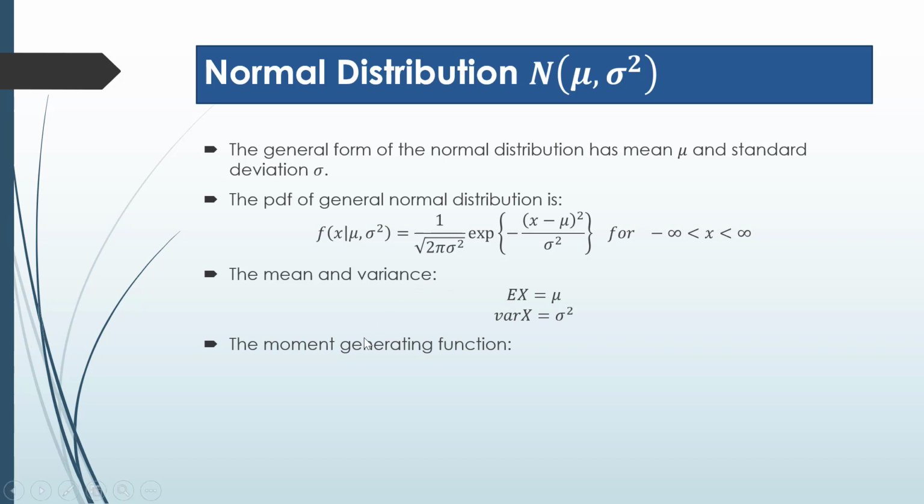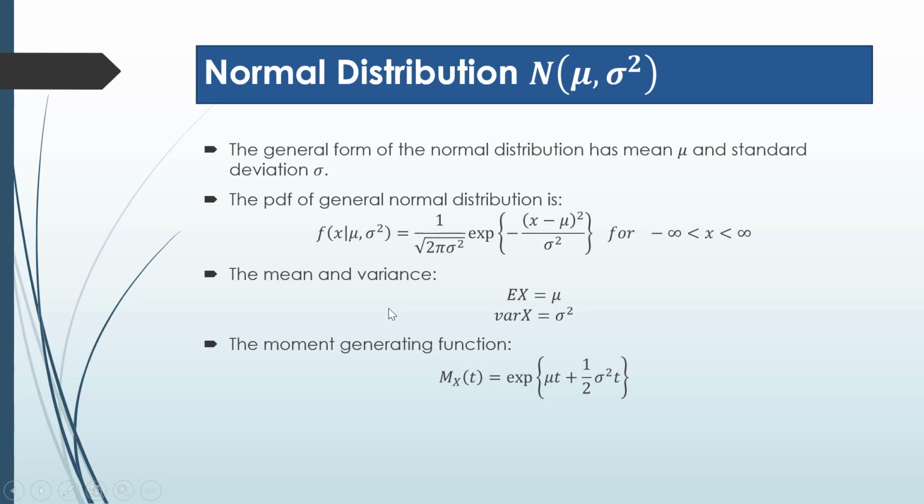In the normal distribution, we also learn about the moment generating function. The moment generating function for the general normal distribution is exponential of mu t plus 1/2 sigma square t square. This formula is extremely important, so make sure you don't skip any detail. Anything in the normal distribution is important, so do not skip any. So that's about the normal distribution.